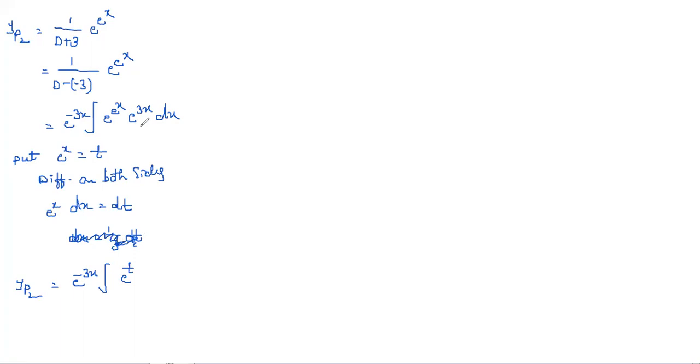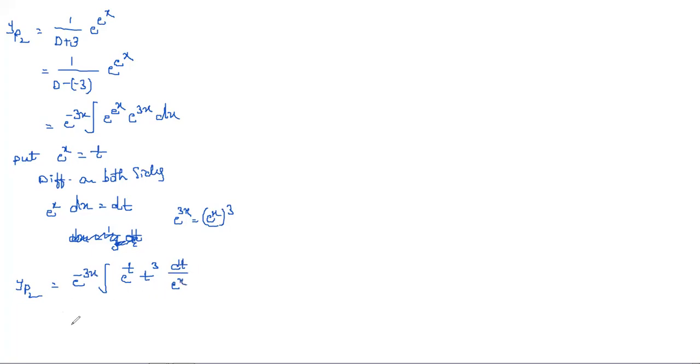And next, e power 3x. How can we write this one? e power x whole cube, right? So this is nothing but t cube. And next dt: dx is equal to dt by e power x, dt by e power x.